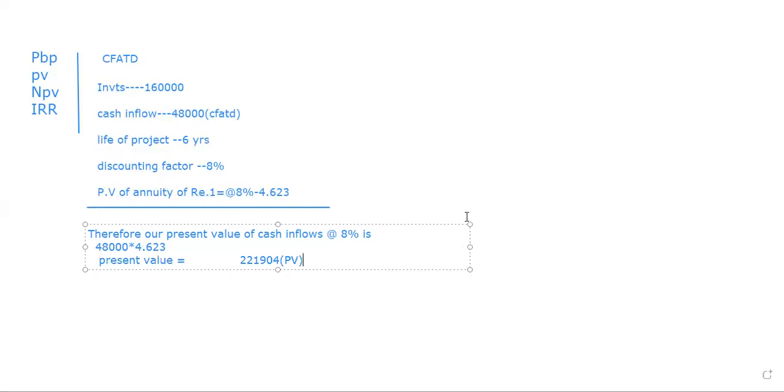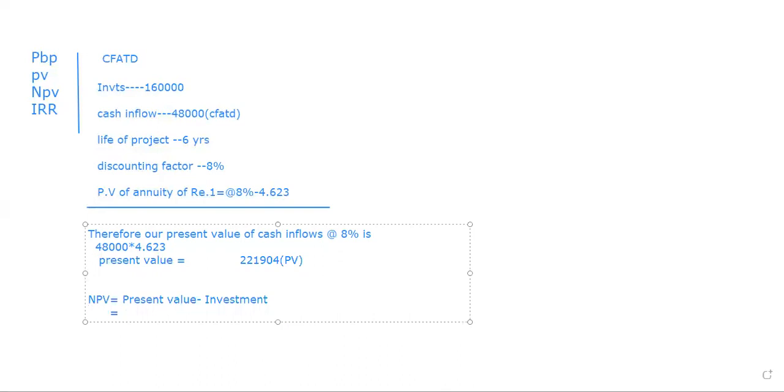So NPV is equal to present value minus investment. So therefore, we got to know how much is the present value.